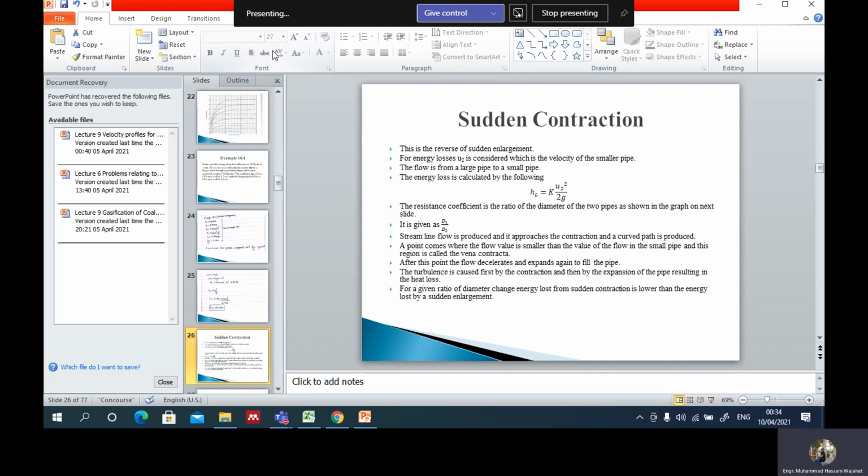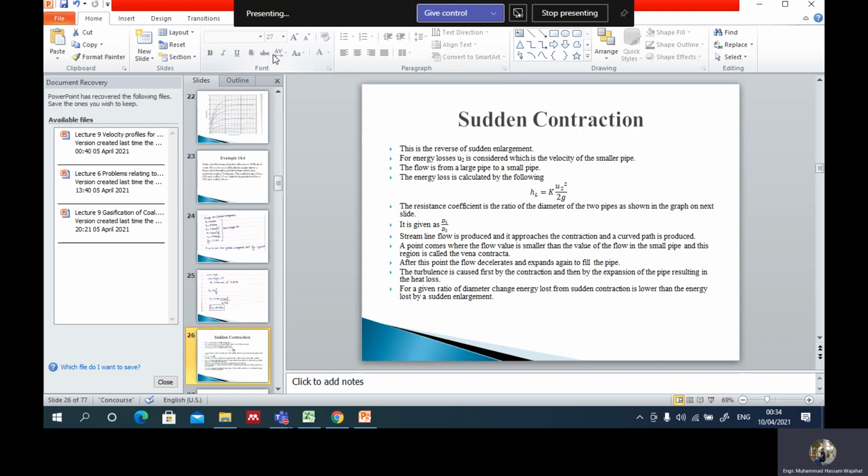So whether you go through an enlargement or come through the contraction, the layman's method is that the velocity to be kept in mind is always the velocity of the small pipe. So please knock that down in your head, that for this specific portion, to find out the K value, the demarcating pipe is always the small pipe. So this is the reverse of sudden enlargement.